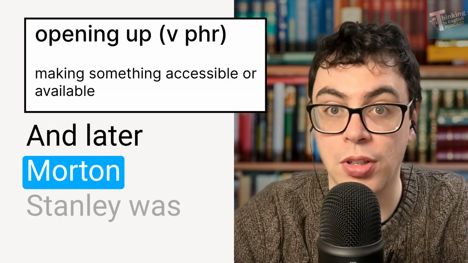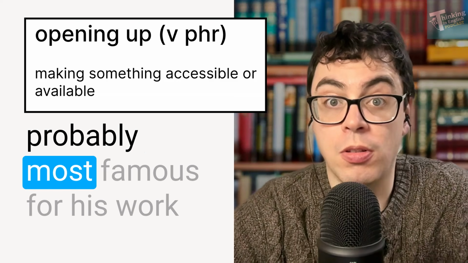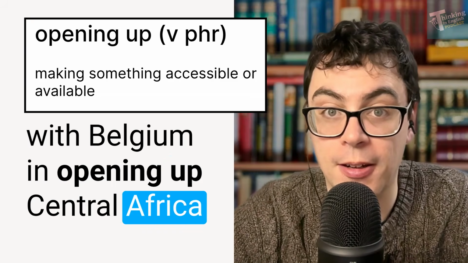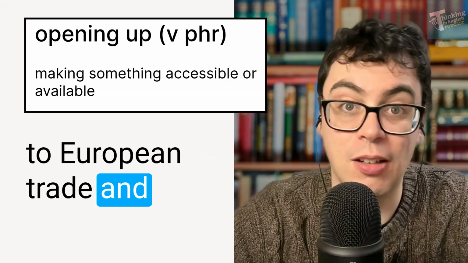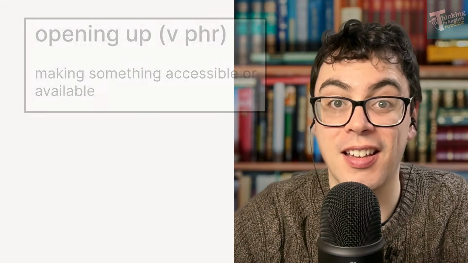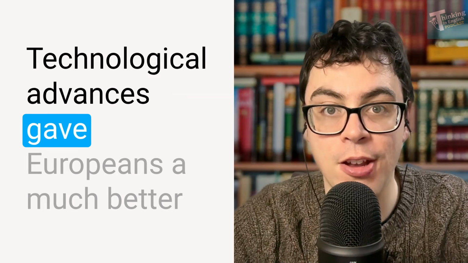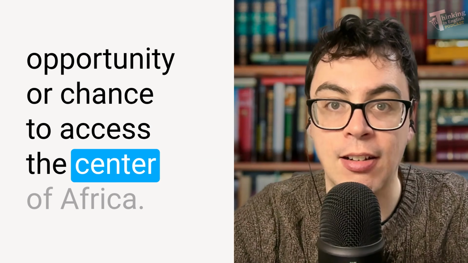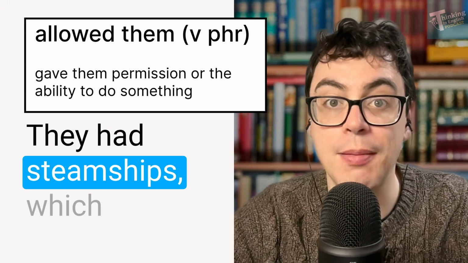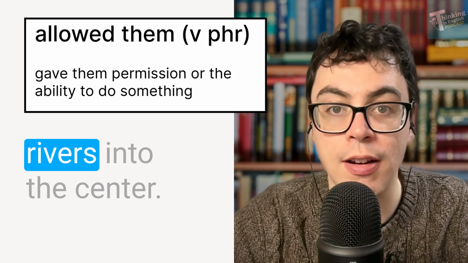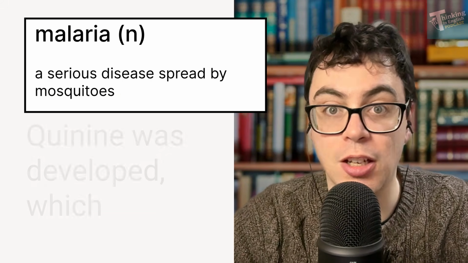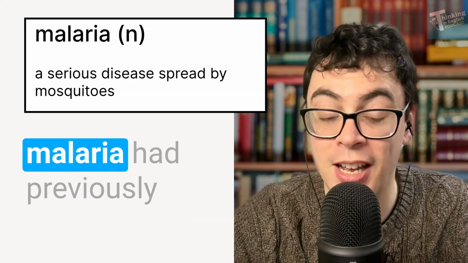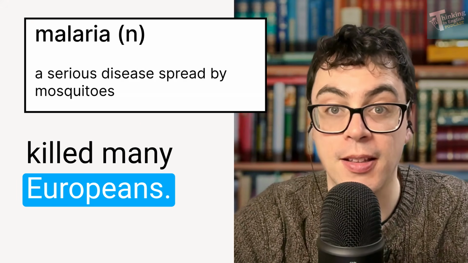And later, Morton Stanley was probably most famous for his work with Belgium in opening up Central Africa to European trade and control, basically. Technological advances gave Europeans a much better chance to access the centre of Africa. They had steamships, which allowed them to travel along rivers into the centre. Quinine was developed, which helped to protect from malaria, and malaria had previously killed many Europeans.